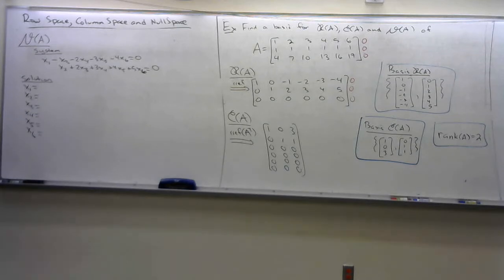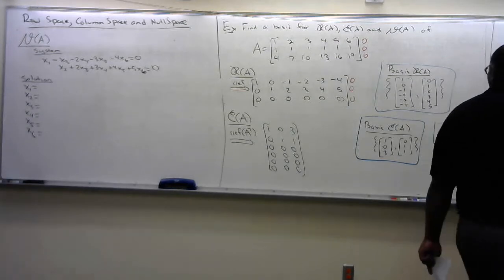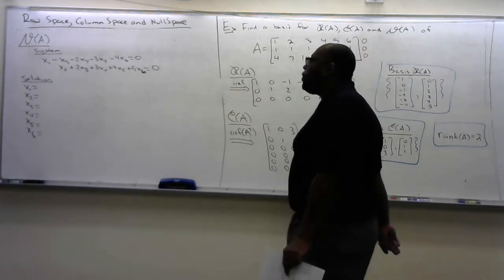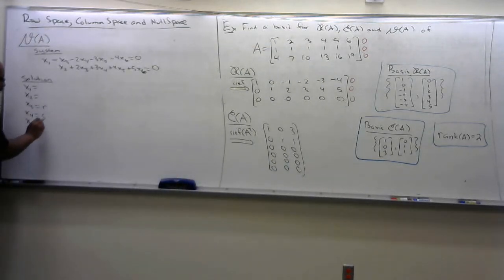What are my leading variables? Just to remind ourselves, our leading variables are x1 and x2. What are our free variables? x3, x4, x5, x6, and they're free to be whatever they want to be. They're going to be our parameters. So say x3, x4, x5 we'll call r, s, t. Oh goodness, I need another letter. What's a good letter? P. I just made something up. P.